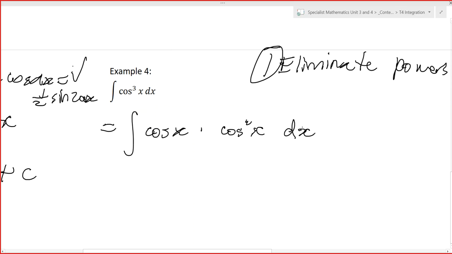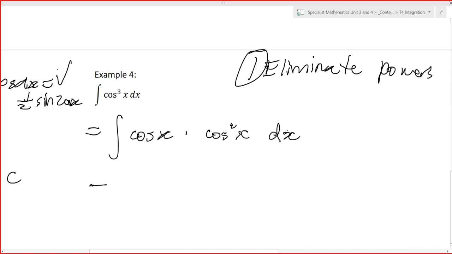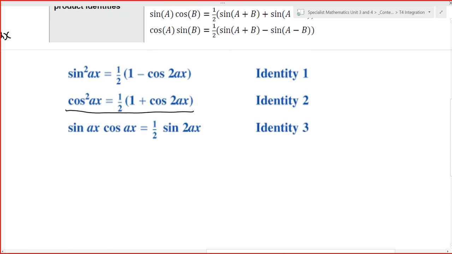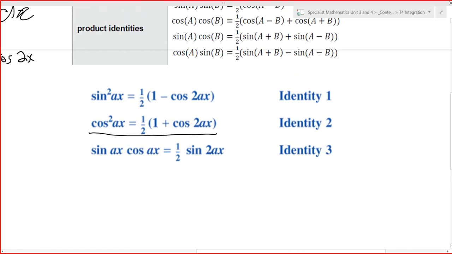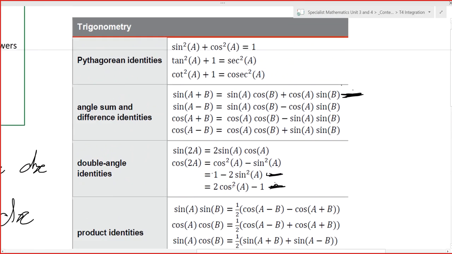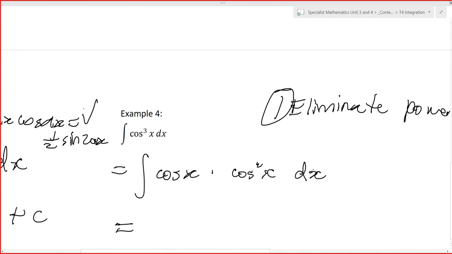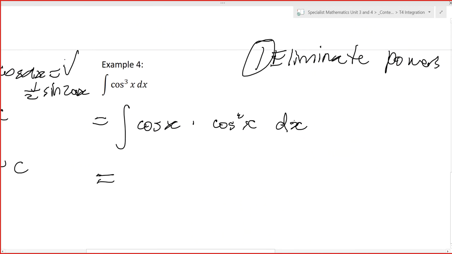Does anyone have an idea what you think I'm going to do with that? I'm not going to use these three identities. Surprise! I'm going to use this identity. Mixing it up a bit. So, like I said, you may get a mark if you state an identity.